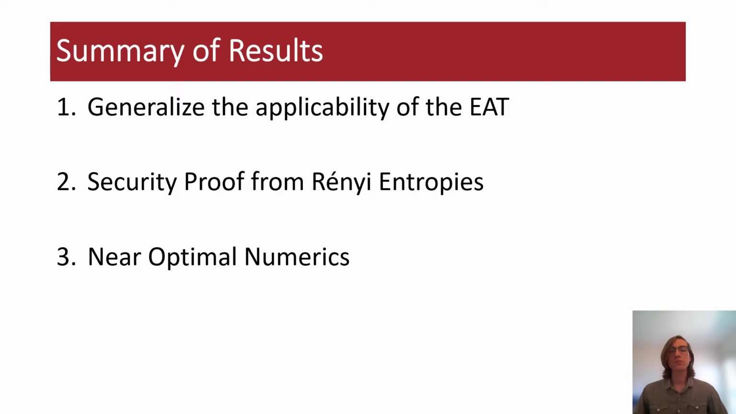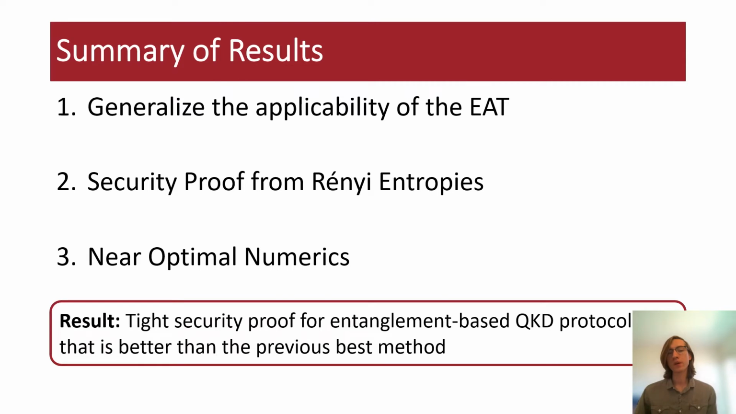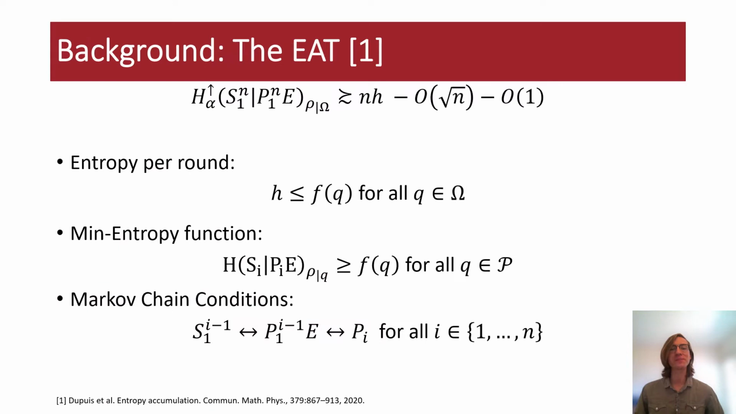And then lastly, we construct algorithms that give us near-optimal results numerically, which basically means that we get the best results possible out of the entropy accumulation theorem. And so combining all these things, we get a tight security proof, tightness up to the security proof method, for entanglement-based QKD protocols. That it's entanglement-based just has to do with the fact the entropy accumulation theorem seems to really only apply to entanglement-based protocols in general. And our security proof method ultimately gets better rates than the best previous method. So that's really exciting. So let's talk about this in a little more detail.